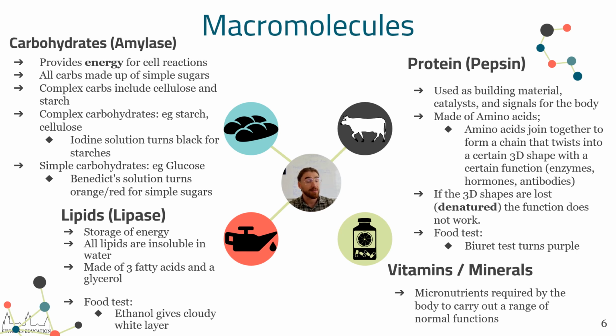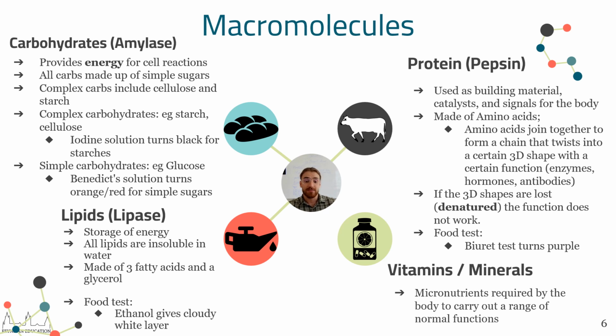We use the enzyme amylase to break down these complex carbs into something our body can absorb and use. These are known as simple carbohydrates, such as your glucose molecules. Now, the test that we use to test for complex carbohydrates such as starch is the iodine test, and the test we use for simple carbohydrates such as sugar is Benedict's solution.